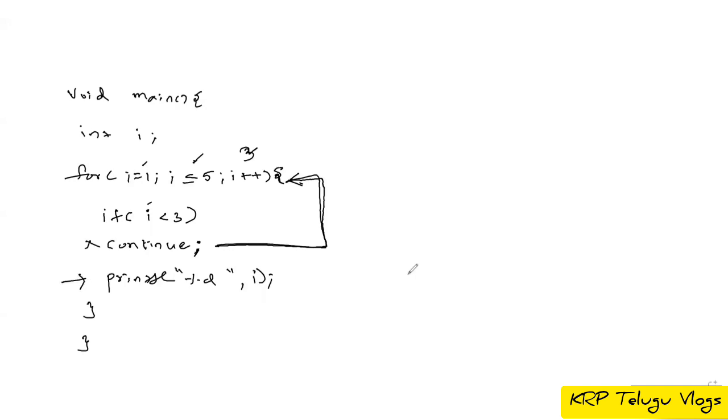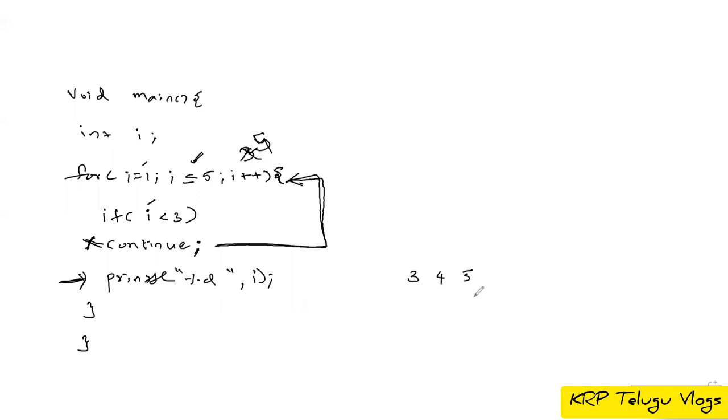It will go on and print value 3. Then I value will be incremented to 4. 4 less than or equal to 5 is true, and 4 less than 3 is false. It will not hit continue, so it will print 4. Next, I value will be incremented to 5. 5 less than or equal to 5 is true, so it will come down, not hit continue, and print 5. Output is 3, 4, 5.